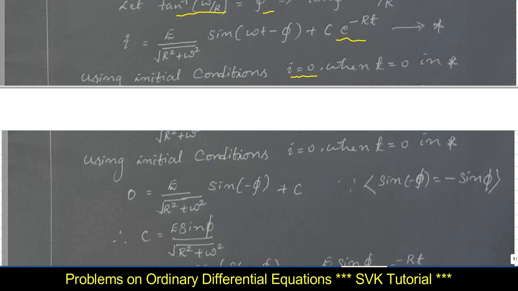Sine of minus phi is what? Minus sine phi. So therefore, shifting that negative sign to the right hand side, we are left with C equal to E sine phi divided by square root of R square plus omega square. Substitute this C value in the equation star.